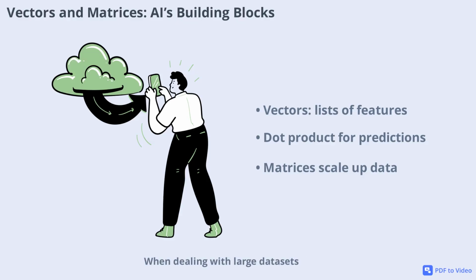When dealing with large datasets, AI uses matrices, tables of numbers where rows are data samples and columns are features. Matrices allow AI to process thousands or even millions of data points at once, making large-scale learning possible. Mastering vectors and matrices is key to understanding how AI handles real-world data.